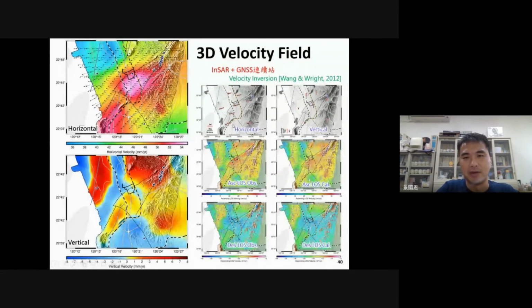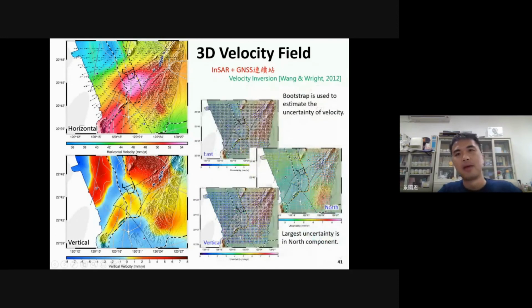So here are the results. We use this velocity inversion method. Then we could combine all of these results, and we could get a good horizontal and vertical velocity. Here, I also do some uncertainty estimation, because I want to evaluate the reliability of this result.